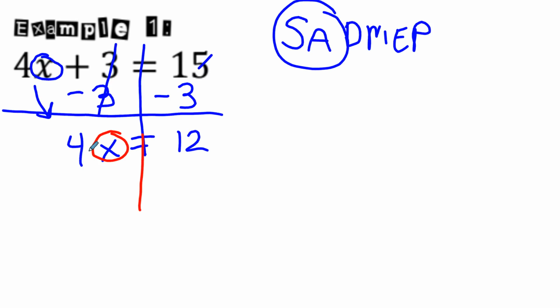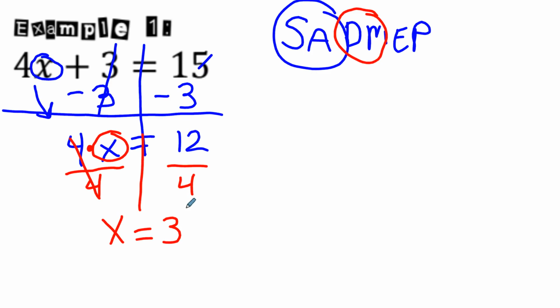I know that when terms are touching like this, it implies multiplication. The inverse operation of multiplication is division. So I'm going to go ahead and divide by 4. This is going to cancel to 1, and I'm going to get 1x equals 12 divided by 4, which is 3. And that is our final answer.